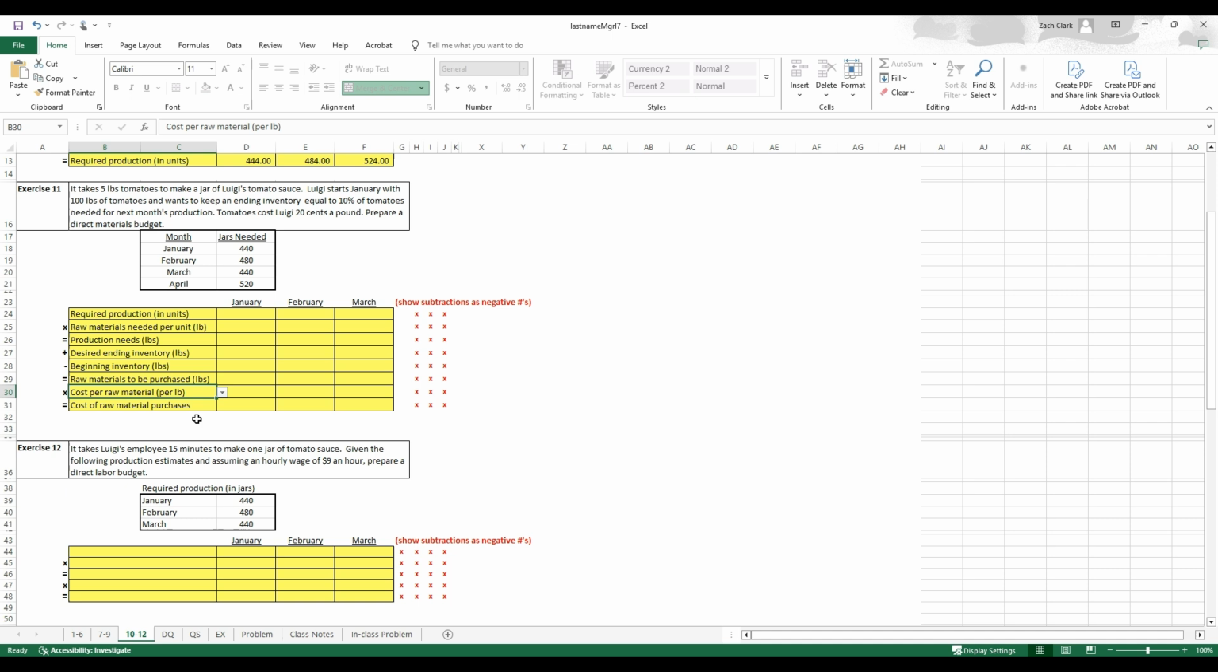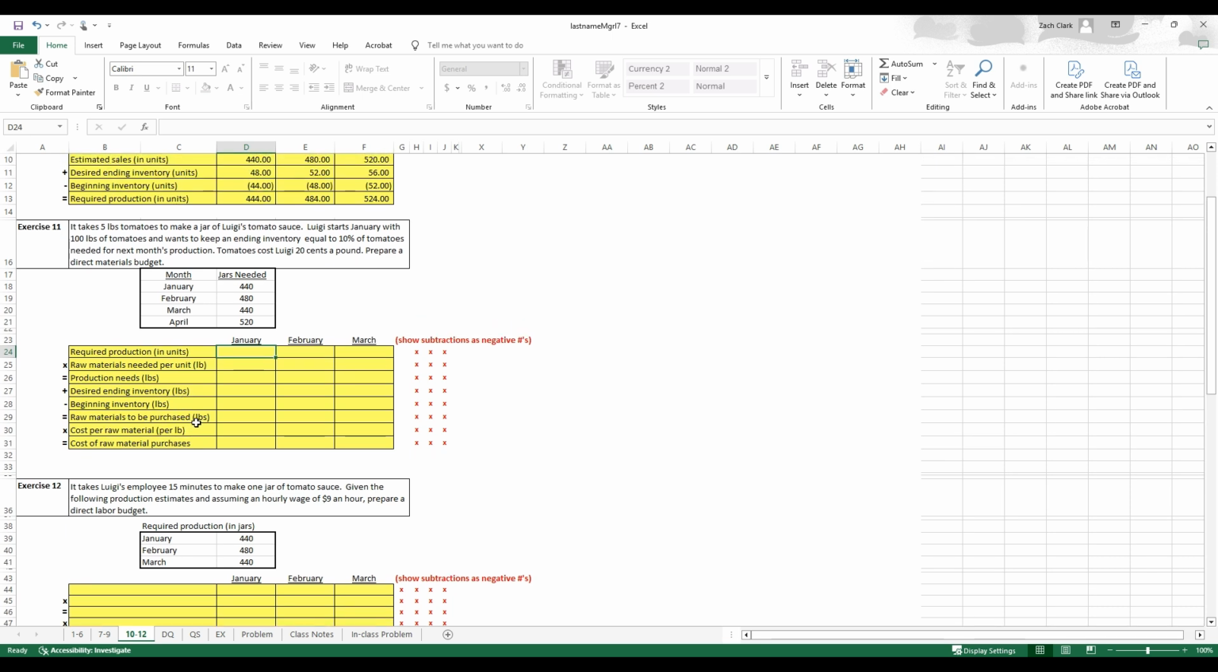So, and then costs, we end up with our cost. Okay, so these are all the components that we need to consider. We need to know how many units we need. We need to know how many pounds per unit. That'll tell us how many pounds we need to buy. We're going to have some ending inventory in pounds. We have some stuff to start with, and all this gets factored together. And then finally, we multiply that by a cost to come up with a budget for how much we're going to have to spend.